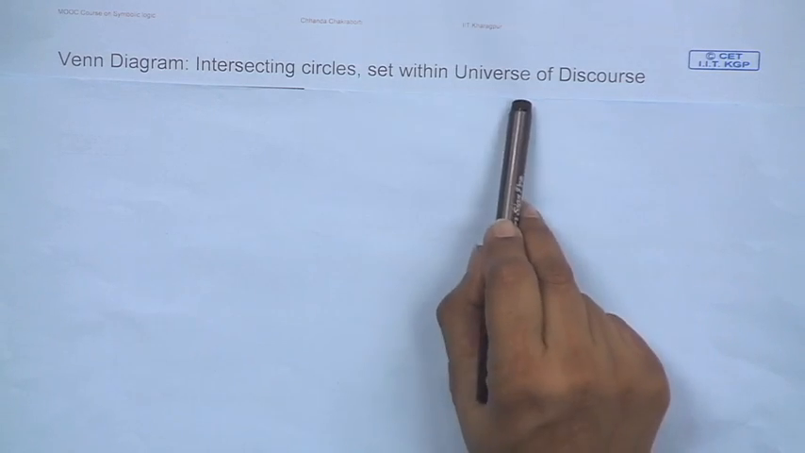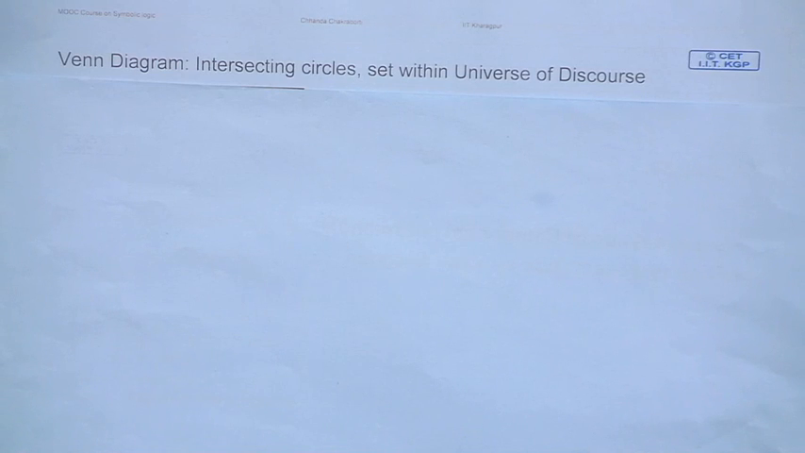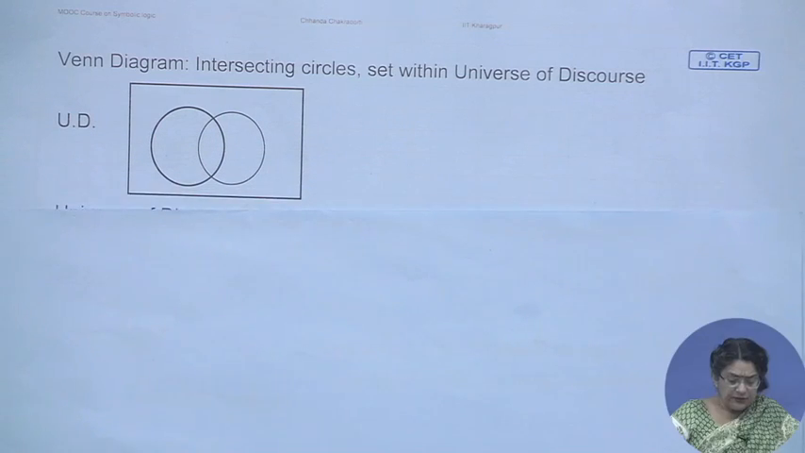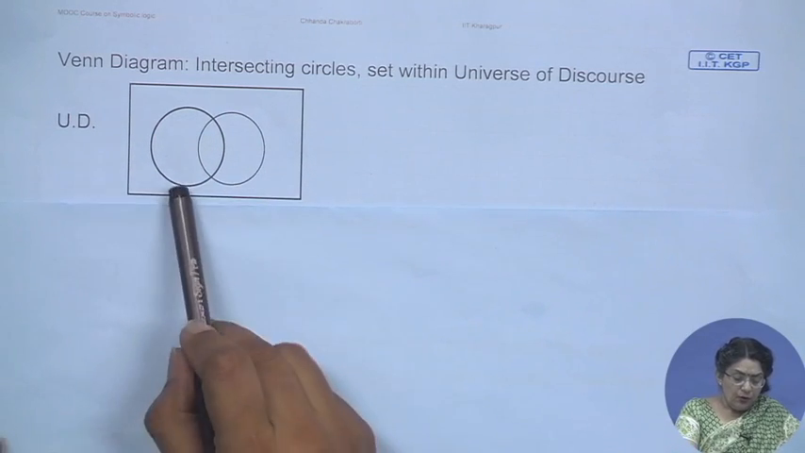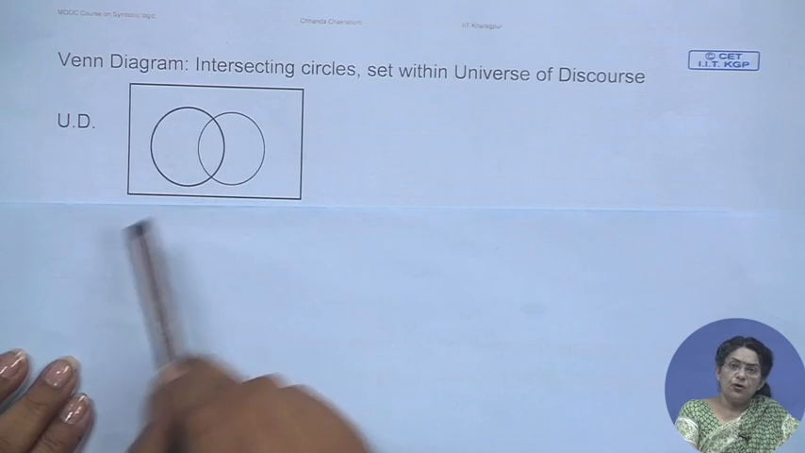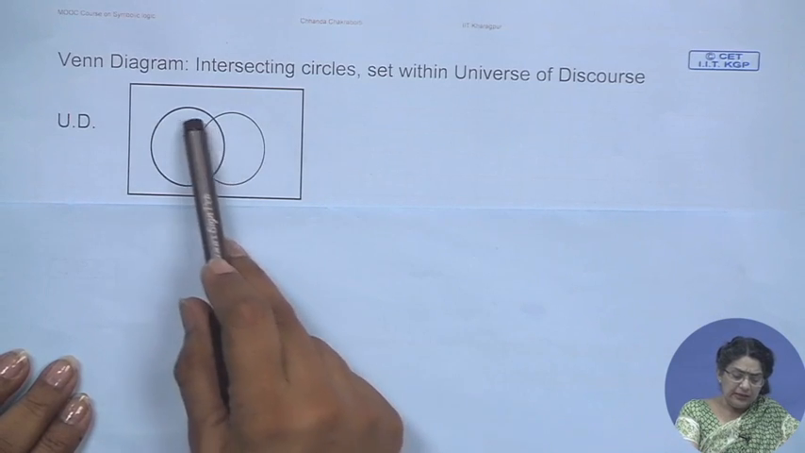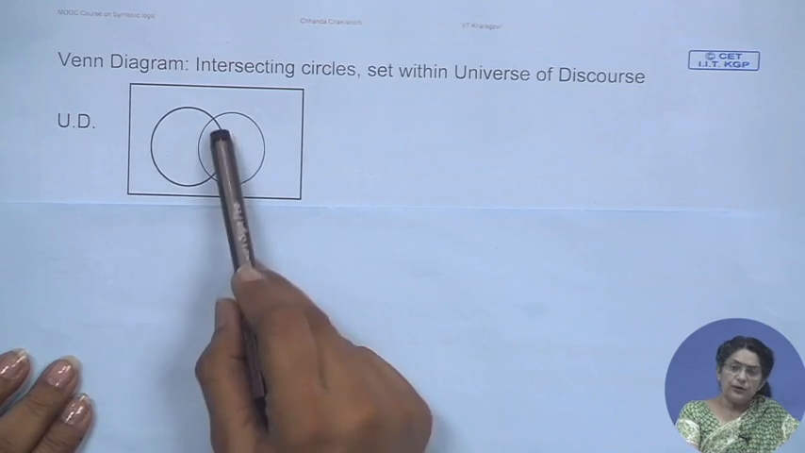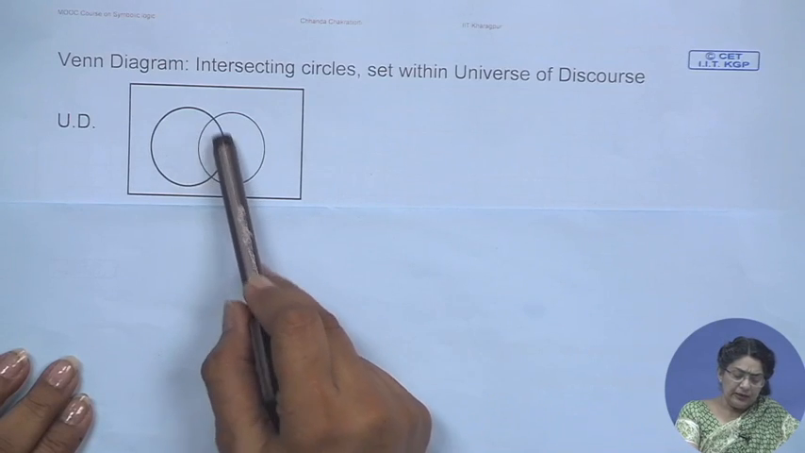And there is one more thing about the Venn diagram, that they have the universe of discourse, what we call the UD. Let us take a look. What do they look like? They look sort of like this. So, intersecting circles or overlapping circles. This is one class, this is one class, and there is an area where they intersect.